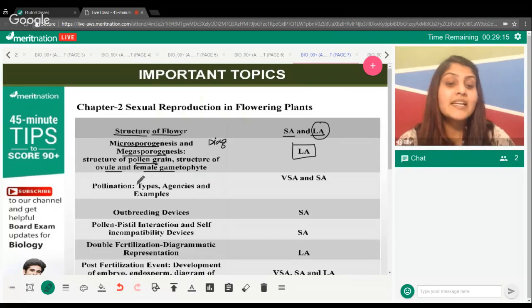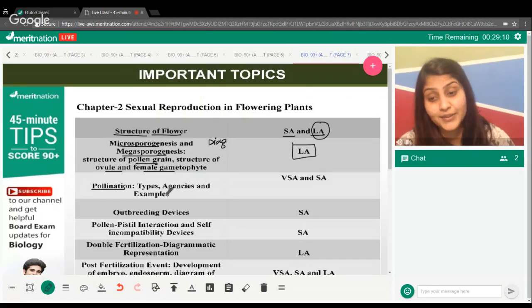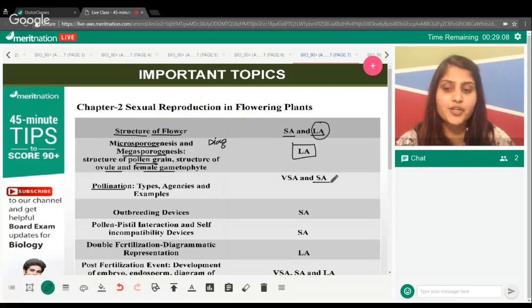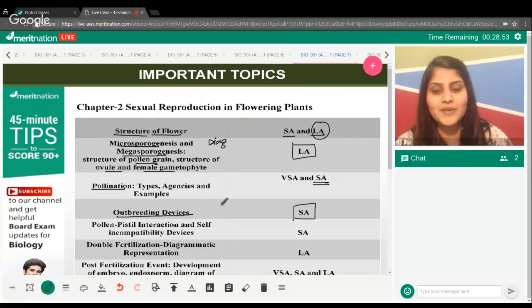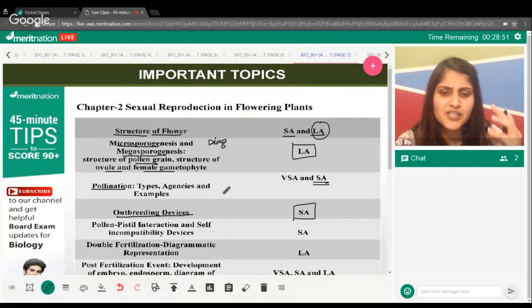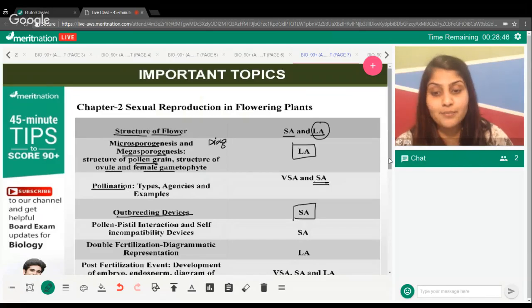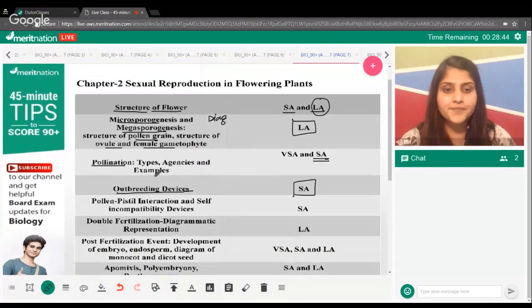Then coming on to pollination, favorite topic of your board exam. You are likely to get a question in here. So again, prepare it for your short answer type question and you can extract out a very short answer again. Outbreeding devices. This particular topic has been asked repeatedly for your short answer section. So please make sure you do not leave the emasculation, bagging, and all those procedures mentioned. Important topics they are.